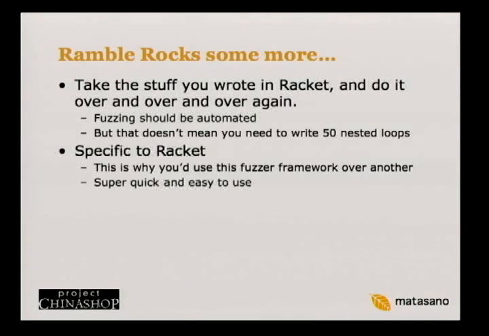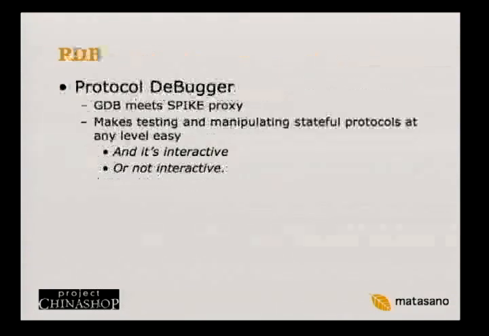So there are some ideas that extend to whatever you're doing. We're going to talk about the specific implementations of each of these tools. Then we're going to look at samples: a sample screenshot of PDB, and some sample code for Racket and Ramble. Then we're going to do a quick demo of PDB. I say quick because this is a bleeding edge tool, and I know what works, and I don't know what doesn't work.